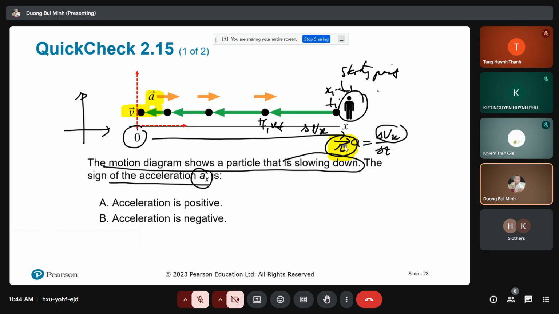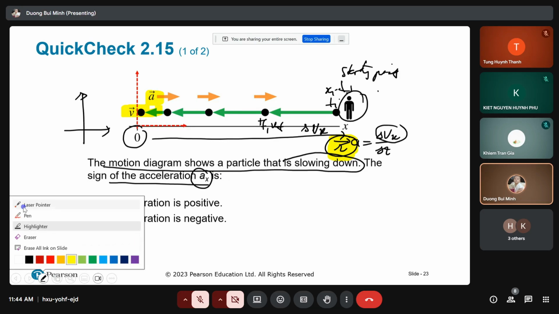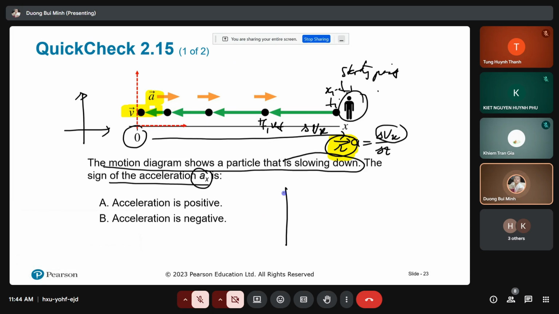Okay, so now I unify. For a question like this, I will give you the position vector R. This is the key point. If we know where vector R is, you can determine the direction of V and A.